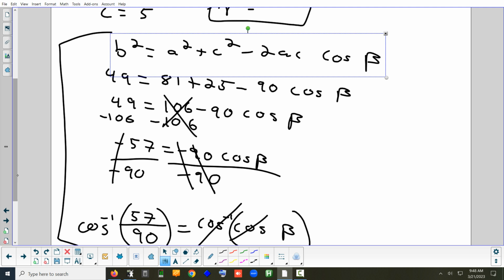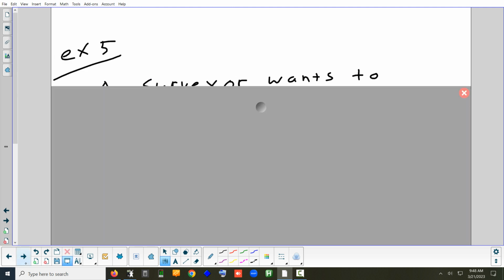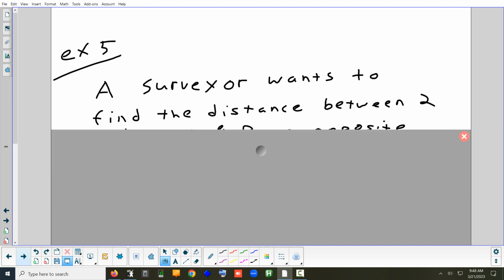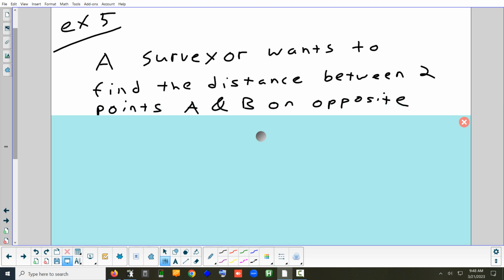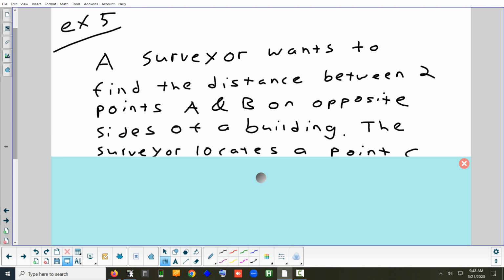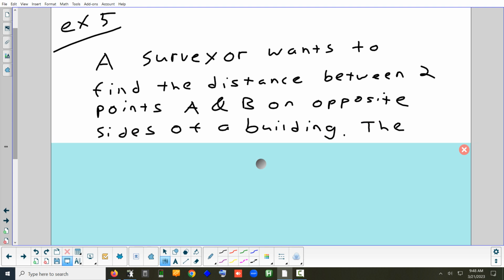All right, so let's finish up, at least set up our diagram for our last problem. In this case, we have a surveyor that wants to measure the distance between 2 points, and maybe they're on opposite sides of a canyon or something, so it's just not easy to do it directly. But for whatever reason, they need to figure it out with trig. So points A and B, in this case, are just going to be on opposite sides of the building.